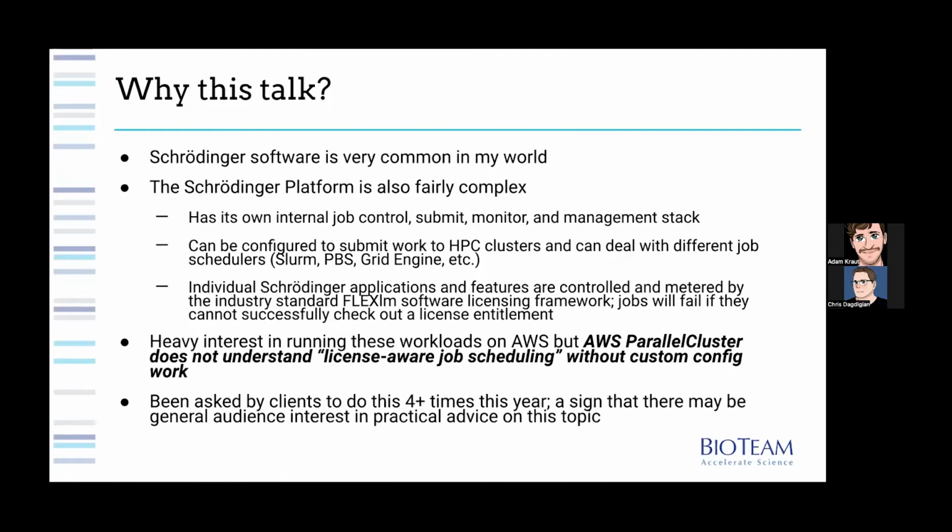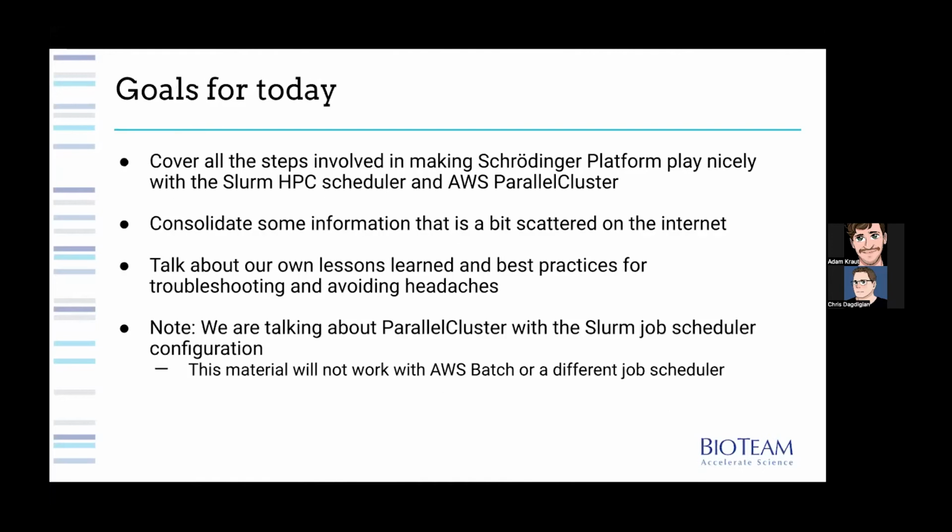The other reason why we put this niche talk together is I gauge when to do technical writing or technical speaking based on how many customers ask me to do the same thing. And license-aware job scheduling for Schrödinger on ParallelCluster is something that I've done at least 4 times this year, maybe half a dozen times. So it's happened often enough that I think there might be a slightly broader audience interest in this topic. So the goal for today is to cover, in a really dry, super boring way, step by step the process of making it work.